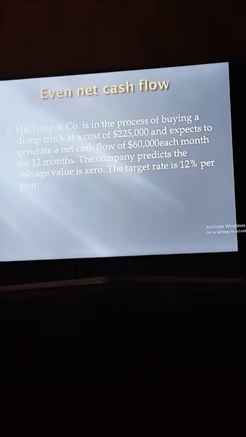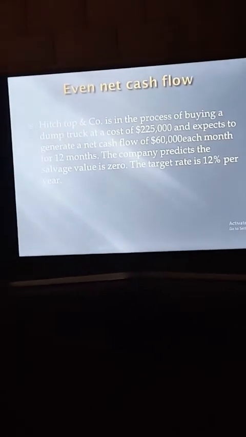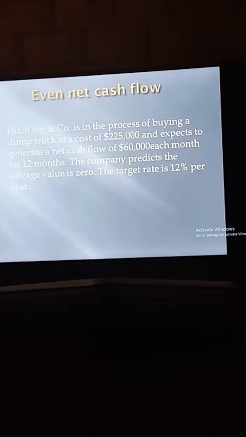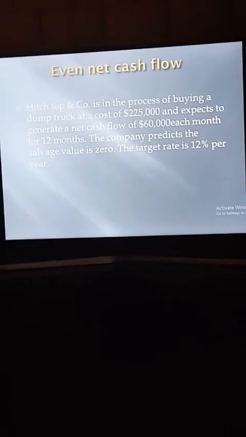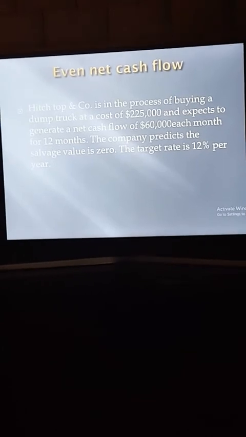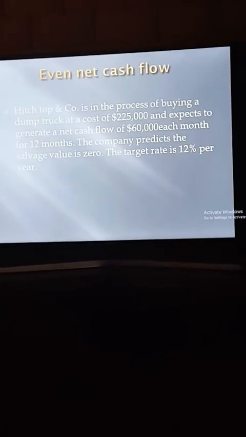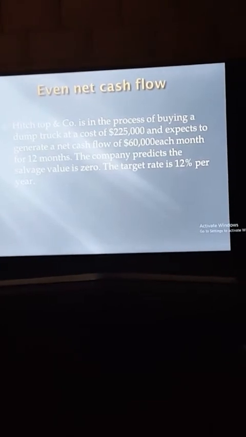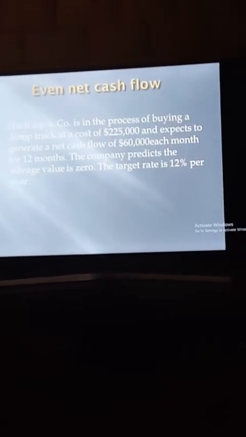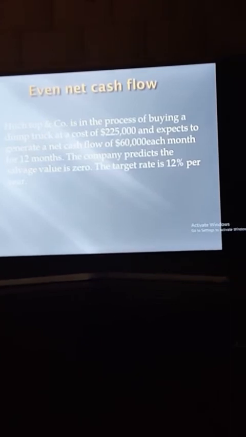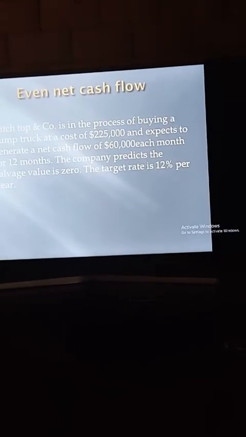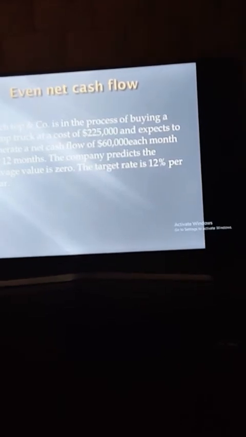So let's look at an example of even net cash flow. Hishtop and Co. is in the process of buying a dump truck at a cost of $225,000 and expects to generate a net cash flow of $60,000 each month for 12 months. The company predicts the salvage value is 0. The target rate is 12% per year.